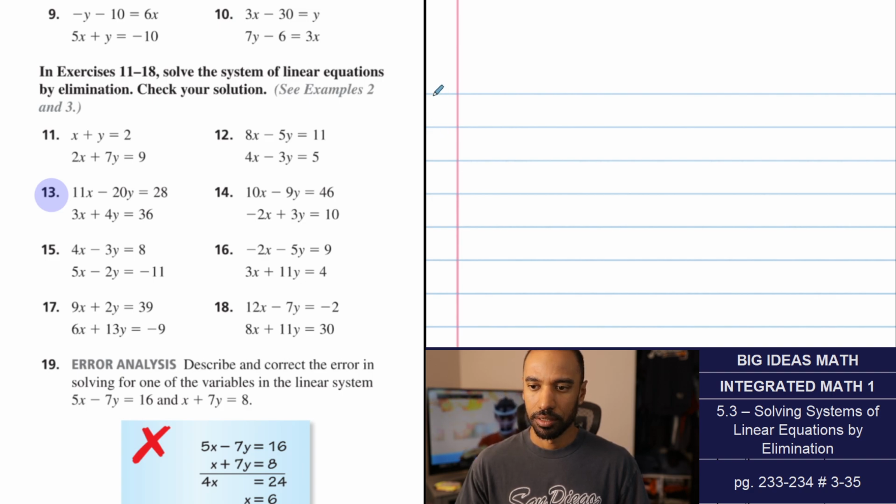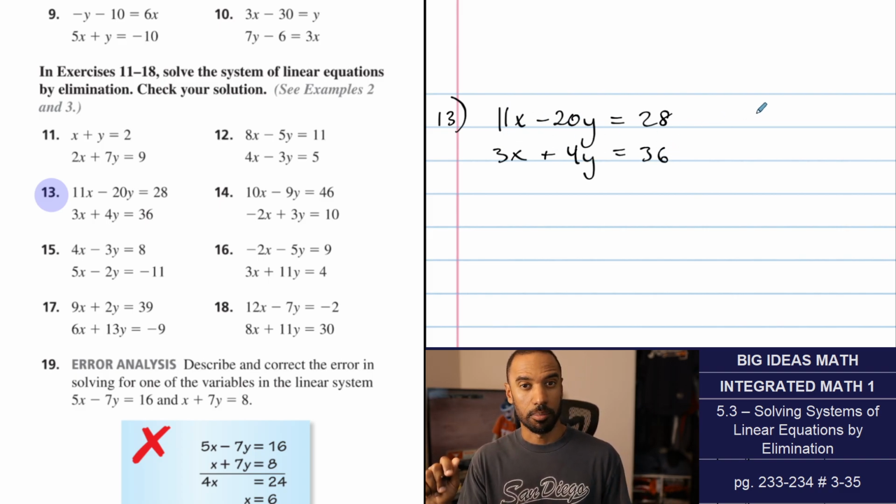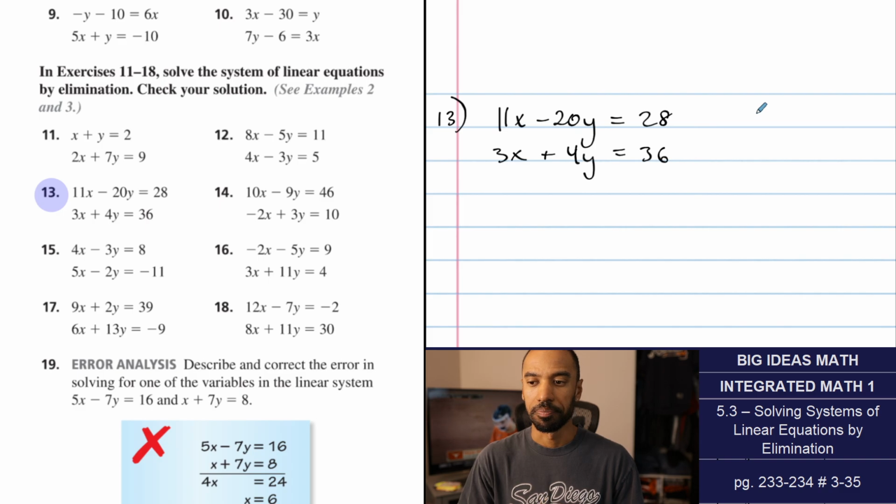Number 13. Okay, 11x minus 20y. The numbers are getting a little bigger, it's okay. Adding down the lists right now would do nothing as far as elimination goes. So, which variable would you like to eliminate?